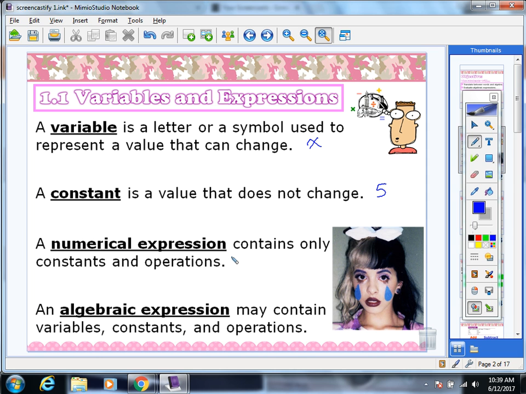A numerical expression contains only constants and operations. So a constant, an operation, and another constant. There you go. That's a numerical expression. An algebraic expression may contain variables, constants, and operations. So how about 5x minus 2?